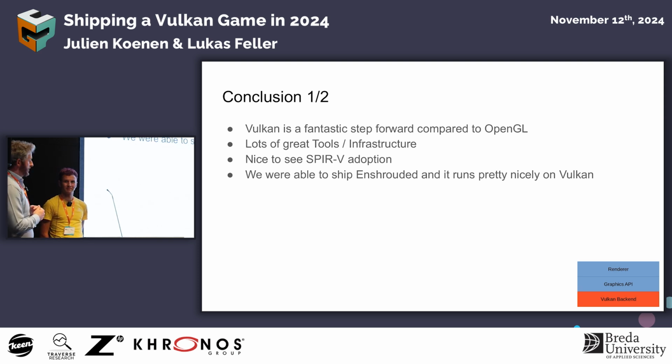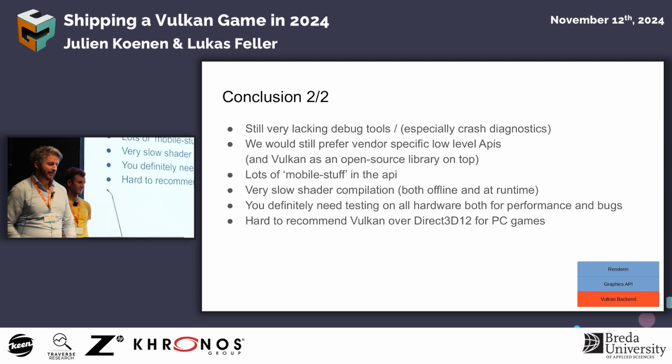All right, conclusions. I really think Vulkan's a fantastic step forward. I would like to see it used more in the future. It's an open standard, and we should embrace that. There's a lot of great tools and infrastructure nowadays, more than 5 years ago when we started. It's nice to see SPIR-V adoption. It's a really okay intermediate language. So all of that is great. And we actually shipped Enshrouded using that.